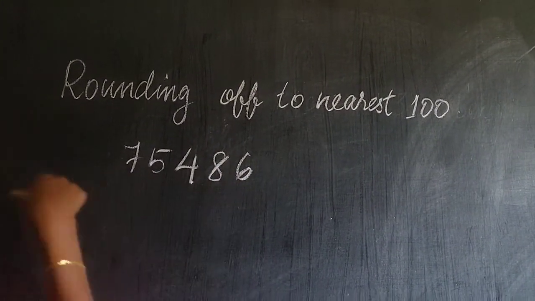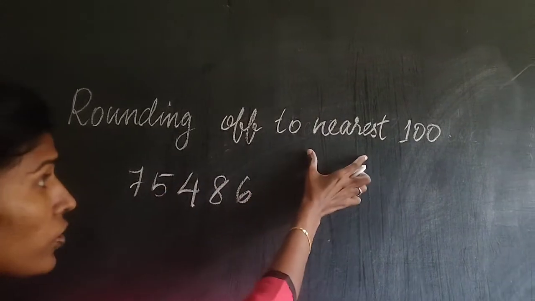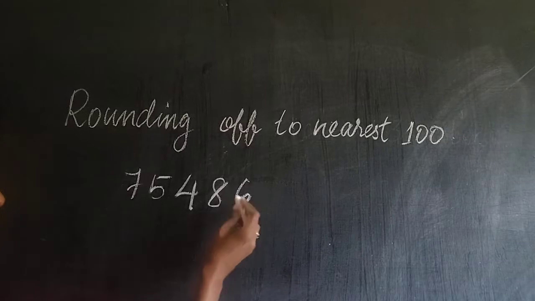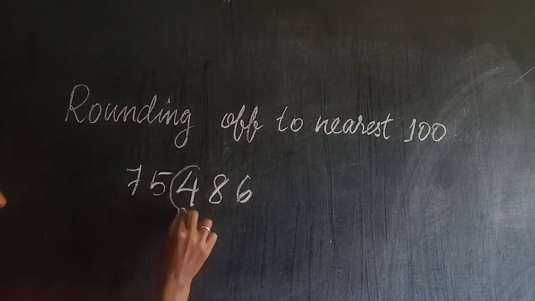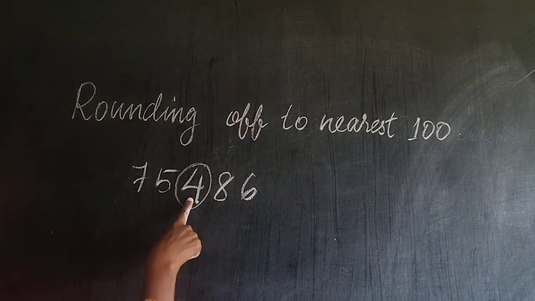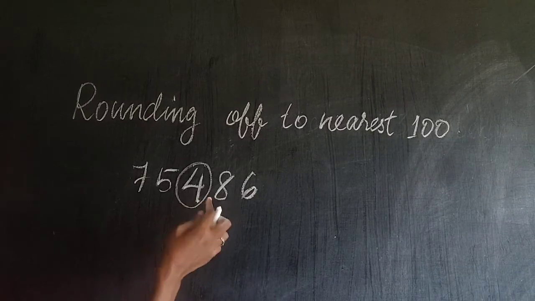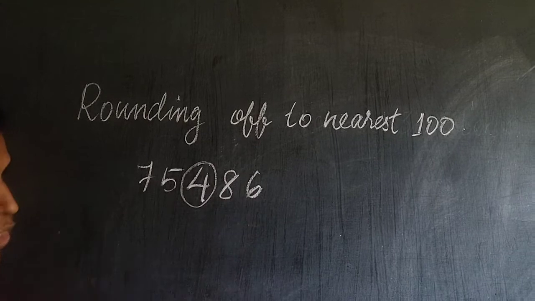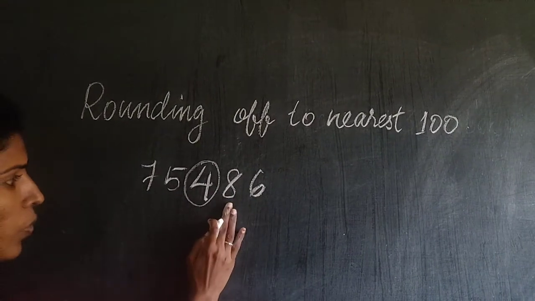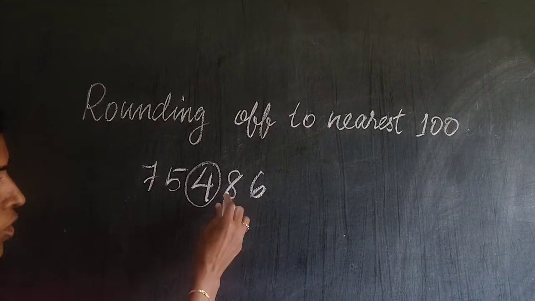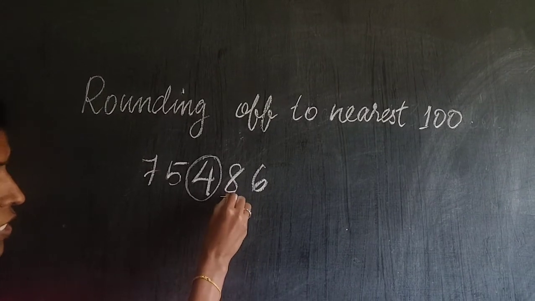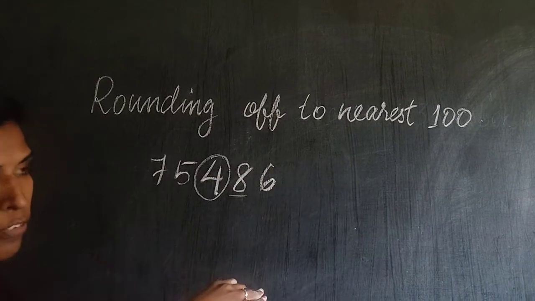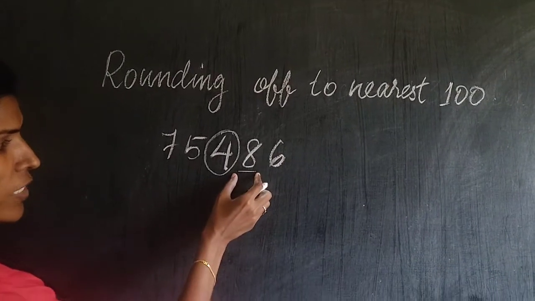Suppose the number is like that. Now we have to round it off to the nearest 100. So first mark the hundreds place, the number in the hundreds place. The number in the hundreds place is 4. Then you have to look at the number on the right side of this number. 8 is there. You have to see whether this 8 is equal to 5, bigger than 5, or smaller than 5. This 8 is bigger than 5.